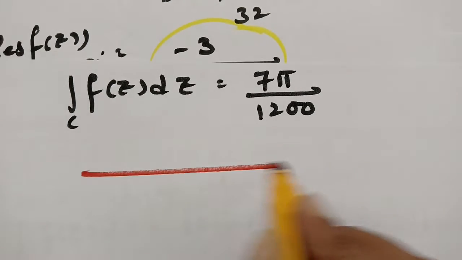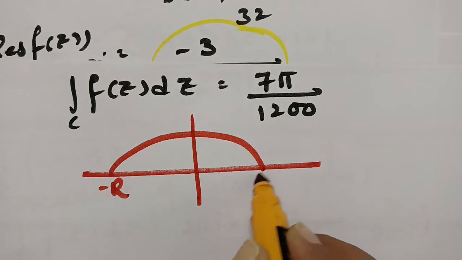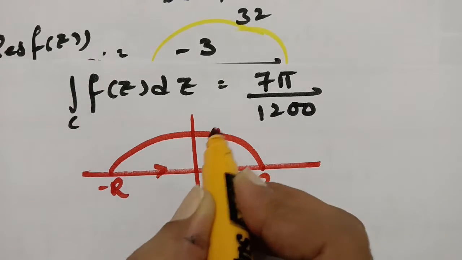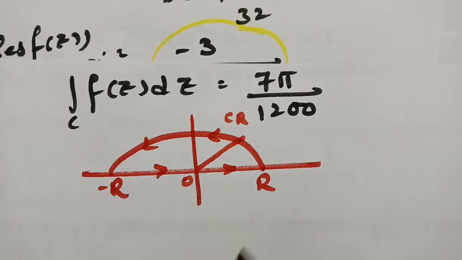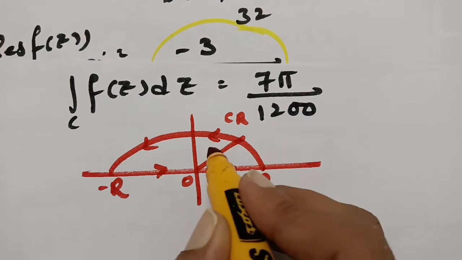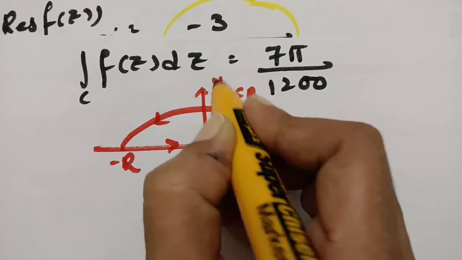So c is nothing but the contour. So which contour is it? This is the contour from minus r to plus r. So this is the direction, and the closing thing here is the cr, which is a semicircle with center 0 and radius r. Now see here, this is the x-axis and this is the y-axis.